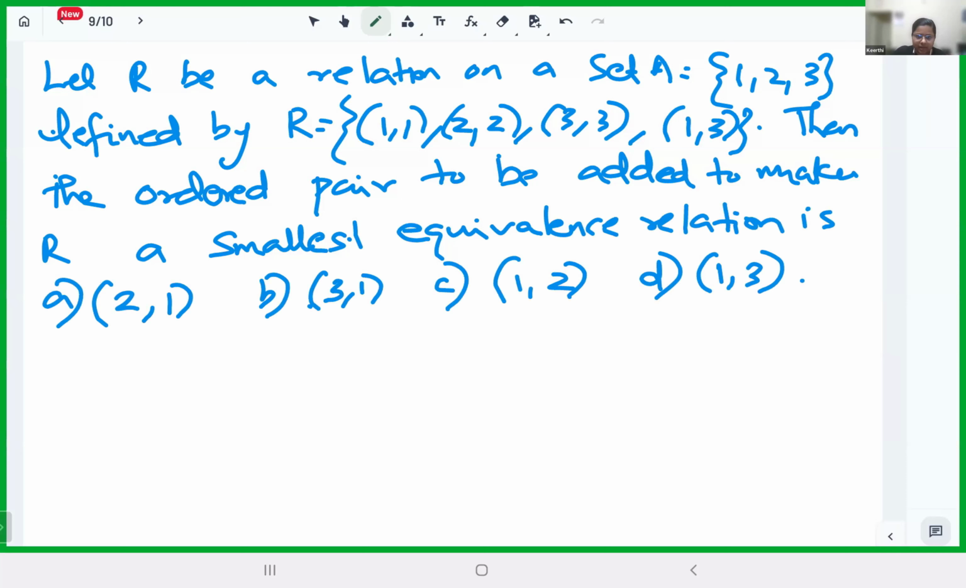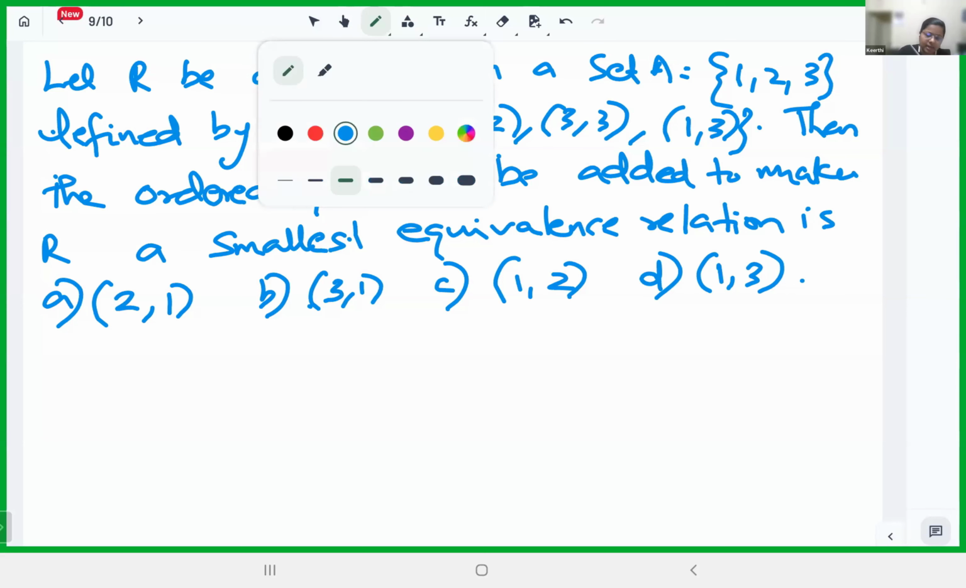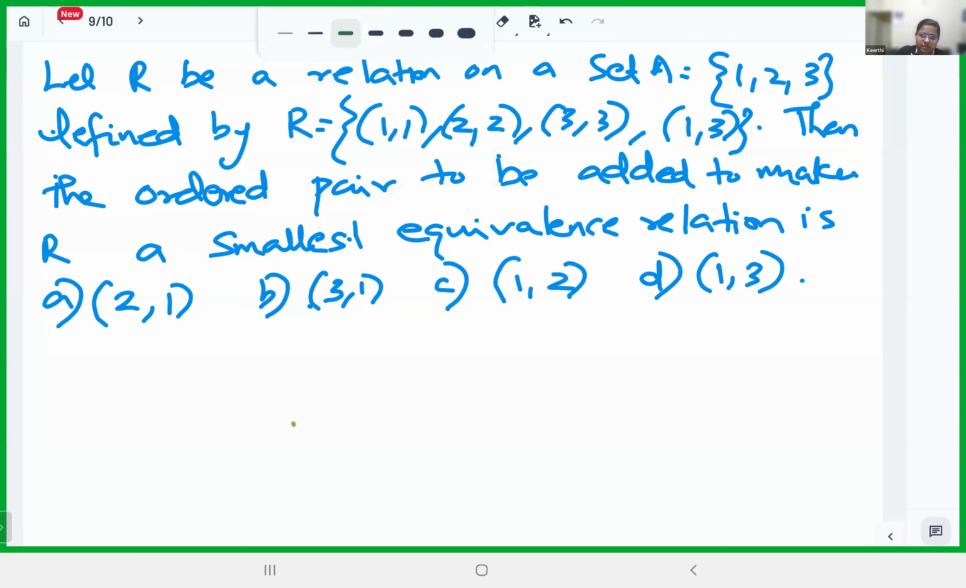They are already given an R, that is, a relation defined on set A. Now what we have to do is find an ordered pair such that it will make a smallest equivalence relation. So let's check with (2, 1). All right. Here you can see that it satisfies the reflexive condition, right? 1, 2, 3 are the elements of set A.